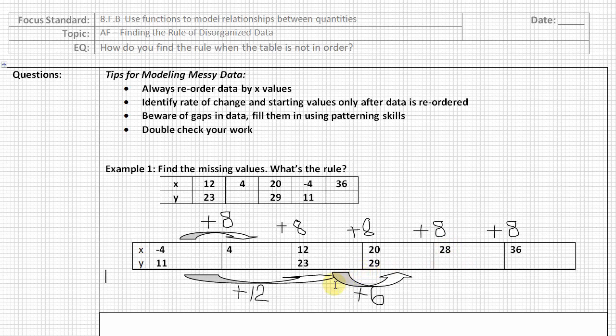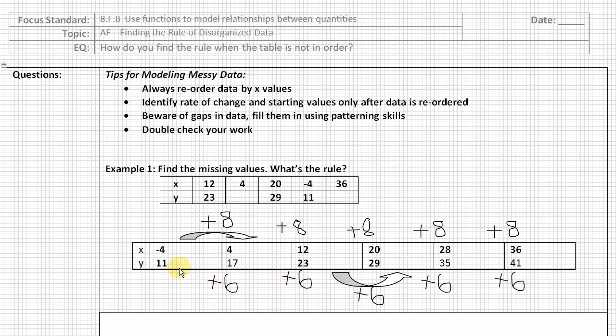And now let's take a look at our y values. From 23 to 29 is plus 6, and from 11 to 23 is plus 12, so it seems like here was just another gap, where if I just add 6 to 11, I can keep the pattern of adding 6 for y and then complete the rest of the table. So go ahead and do that while I try that on mine, and we'll check back to see how our work compares.